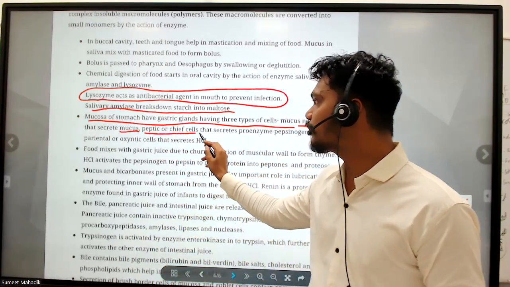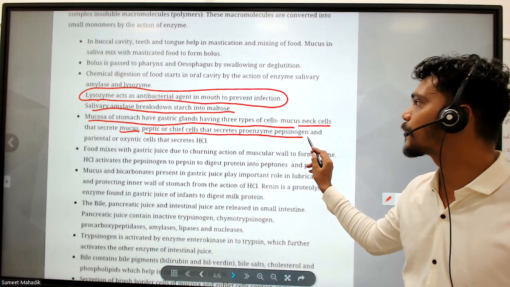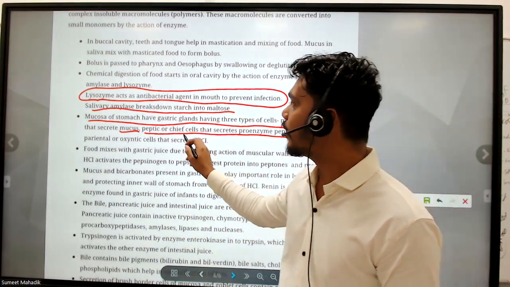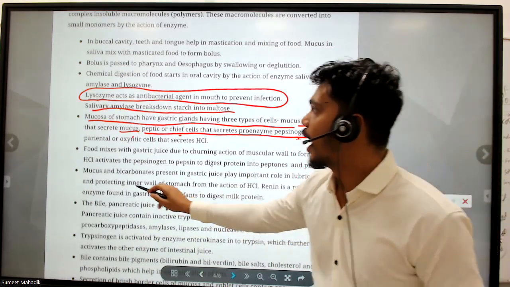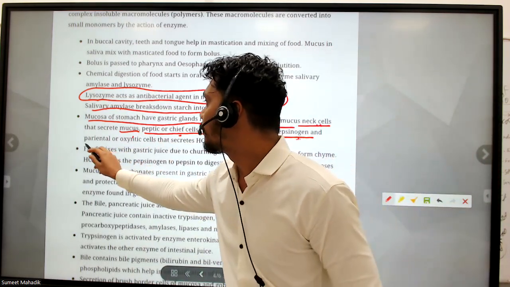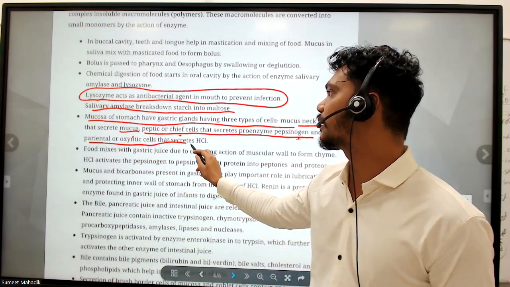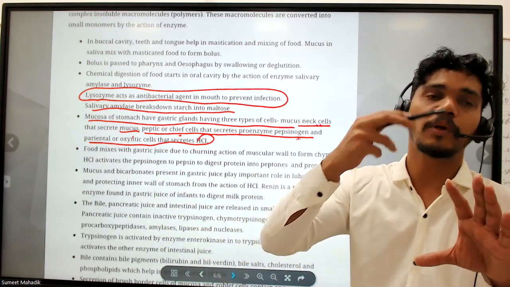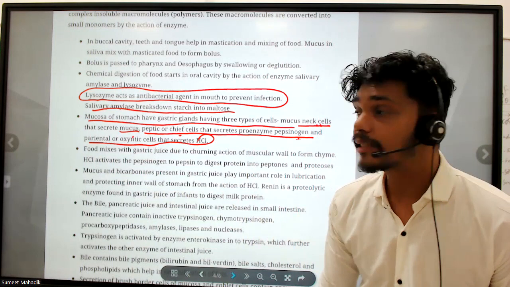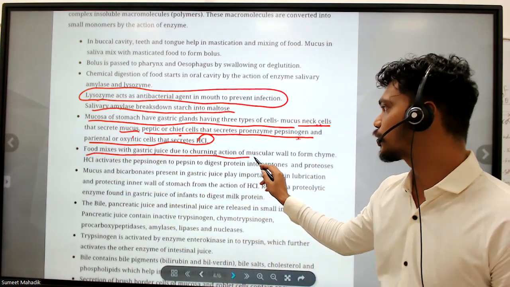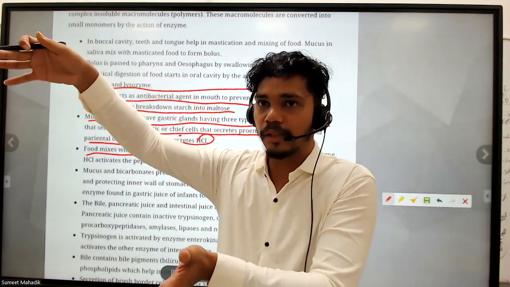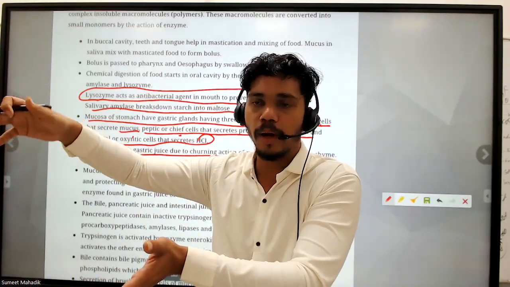So the peptic or chief cell secretes the proenzyme pepsinogen. Pepsinogen is secreted by the chief cell, mucus is secreted by the neck mucus cell, and obviously the parietal or oxyntic cell secretes the HCl. Parietal cells are responsible for HCl secretion. Food mixes with the gastric juices due to the churning action of the muscular wall. It's a sac-like structure.